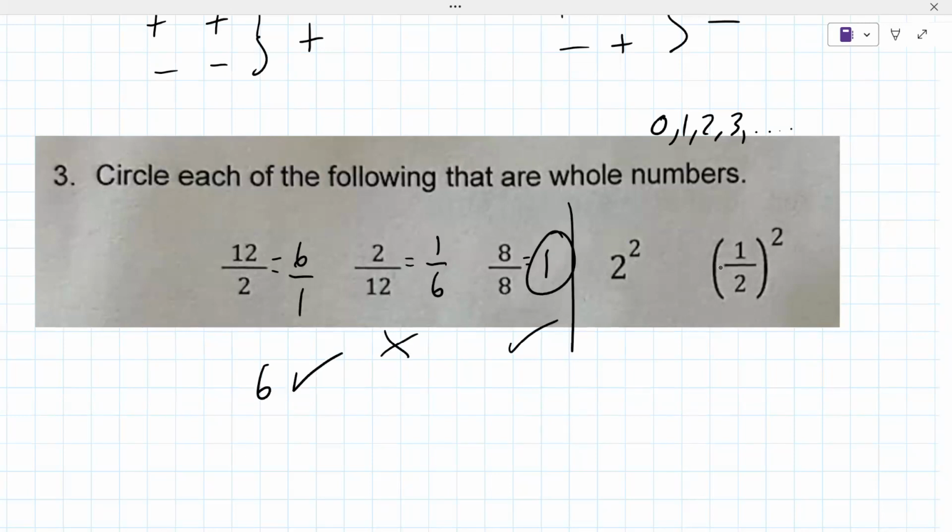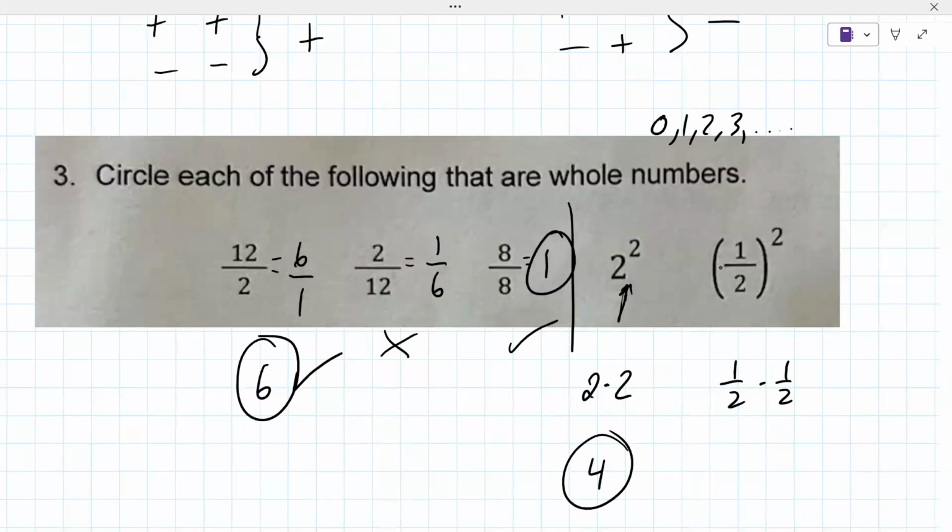We're good on that. Now, the 2 squared, what this means is 2 times 2. And 1/2 squared is 1/2 times 1/2. Okay. So 2 times 2 is 4. That's a whole number. Good. When you multiply fractions, you multiply the top and then multiply the bottoms. So 1 times 1 is 1. 2 times 2 is 4. So 1/4. Okay, good.